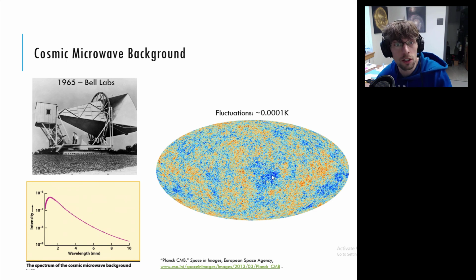So there's a new prediction. A new prediction. We should see regions of space that have more material. We should see regions of space that have less material. Hang on to that idea. Okay? This is why I said we're going to get into the structure of the universe. We're going to start talking about how the universe is actually organized.